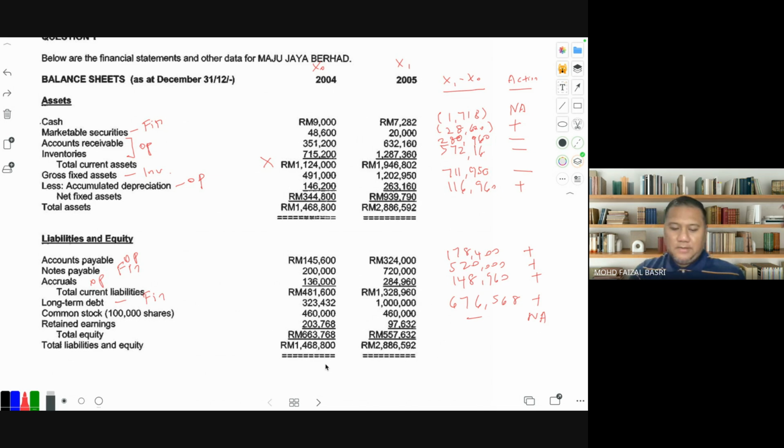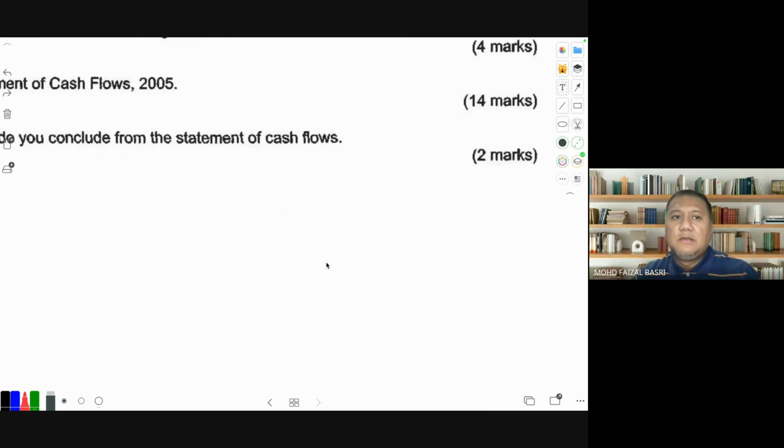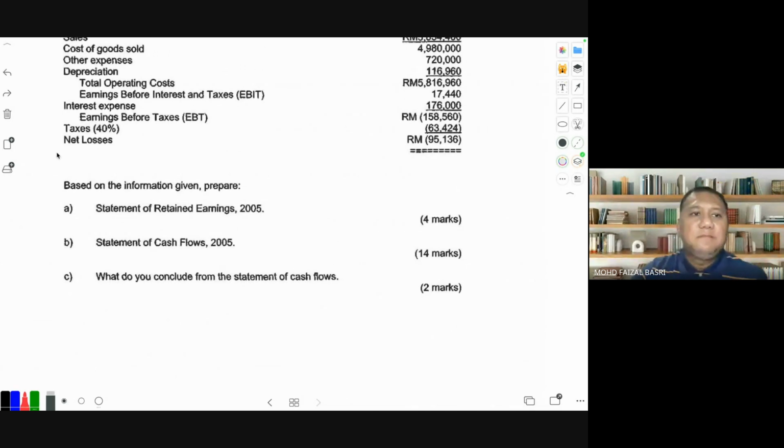Retained earnings, I kira jugalah, 97,632 minus 203,768. So for the retained earnings, the change adalah 106,136. Okay, negative 106,136. Okay, so for your balance sheet itu you dah label everything. And for the income statement, remember kita nak cari 3 benda je. So the first item is the net income. So dalam case ni dia losses. So ni masuk operating, but the value is negative. We have the depreciation kat sini, plus the operating is 116,960, which is consistent dengan kita punya difference tadi, 116,960.